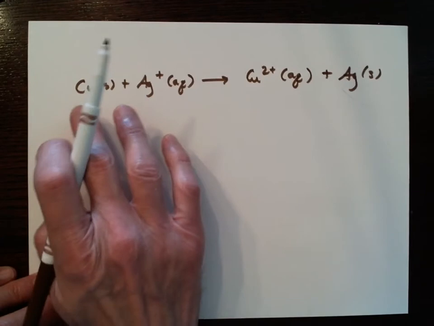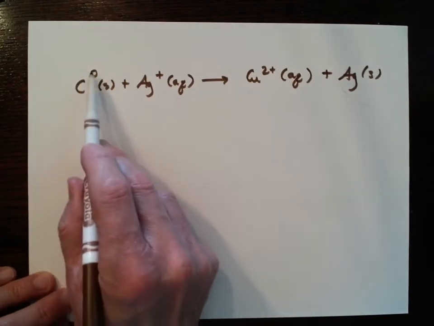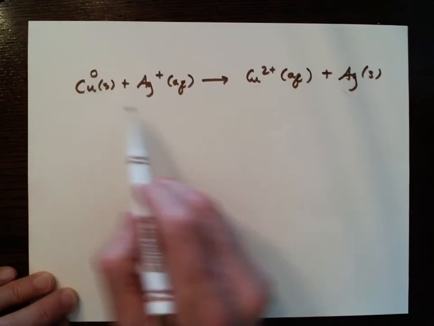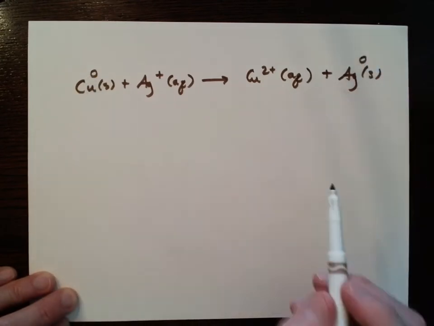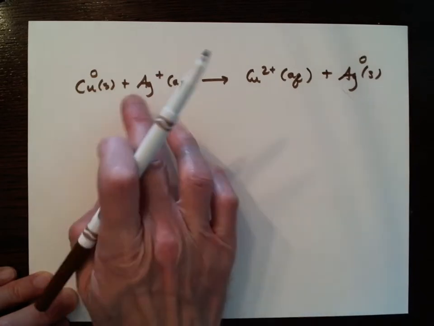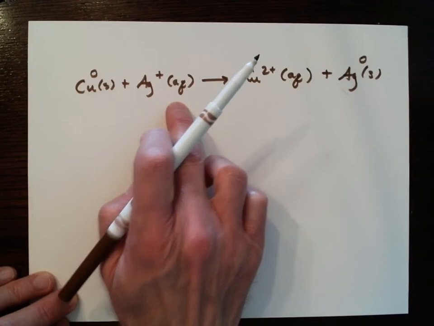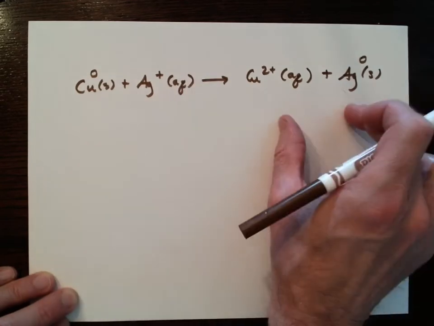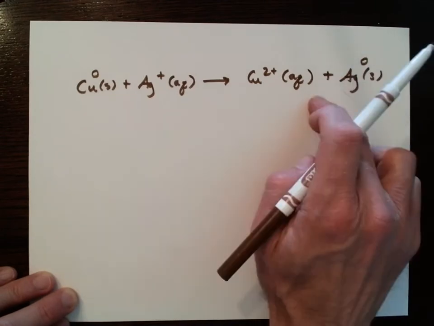Now if we look at this, copper is solid, that's an element, no charge, and so its oxidation number is 0. And then over here, also, silver solid is going to be no charge with an oxidation number 0. If I look at the total charge of the species on this side, there's a +1. But on the product side, well, there's a total charge of +2.